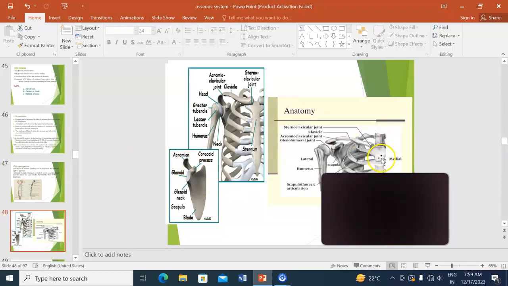See, as you can see, this is the sternum. Here comes the clavicle. This joint is called the sternoclavicular joint. This is the joining of the first rib, followed by the second, third, fourth, fifth, sixth, and seventh rib, which will join at the sternum.